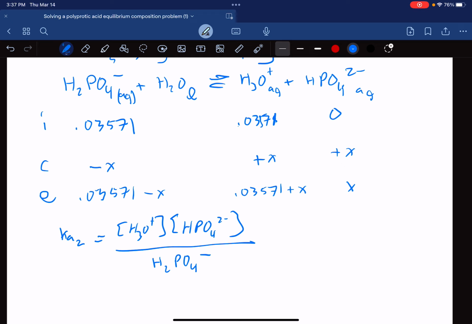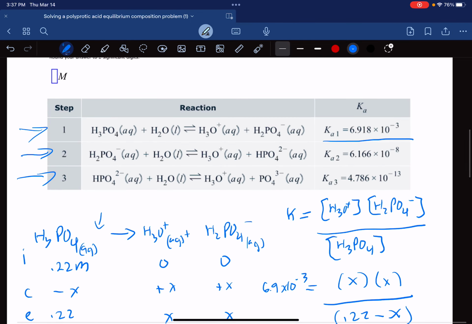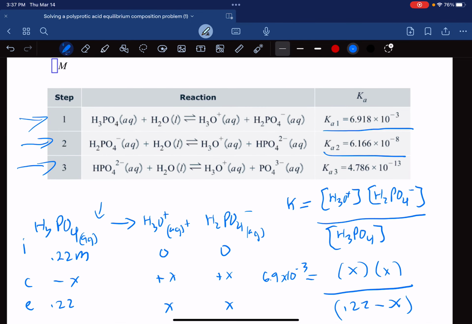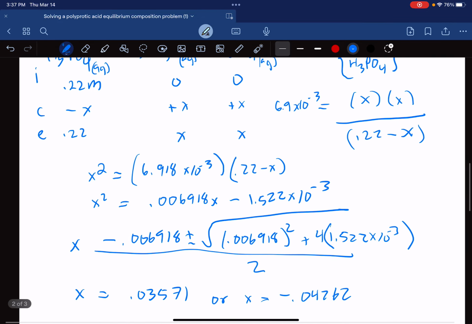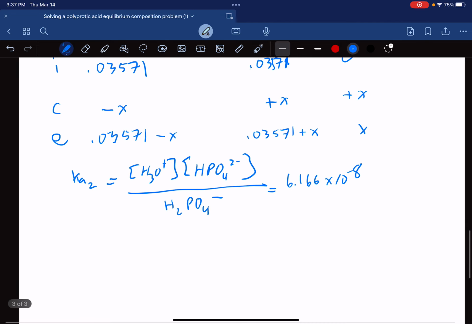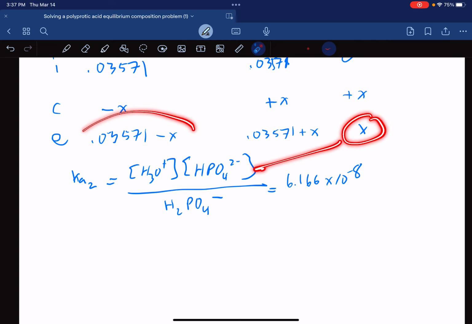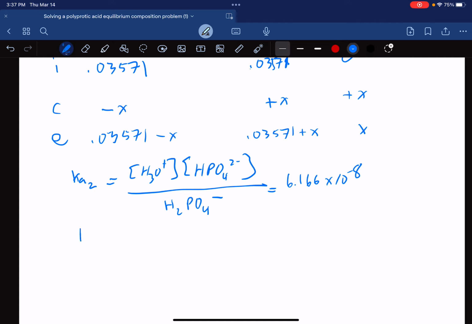Now, the really, really good news in this is that the K value for this is incredibly small. It's 6.166 times 10 to the negative 8. And why is that really good for us? Well, if it's 6.166 times 10 to the negative 8, that means that we can use the 5% rule. So let's plug in our values, these values right here. This is going to go here, this is going to go right here, and this is going to go right here. So when we plug them in, we now have this.